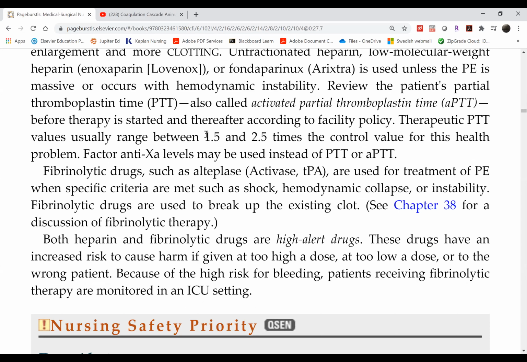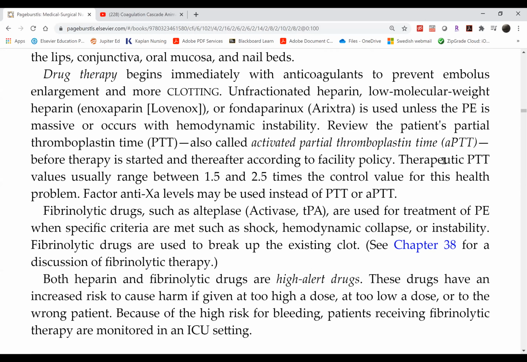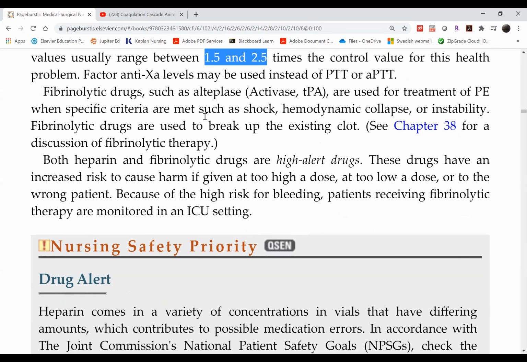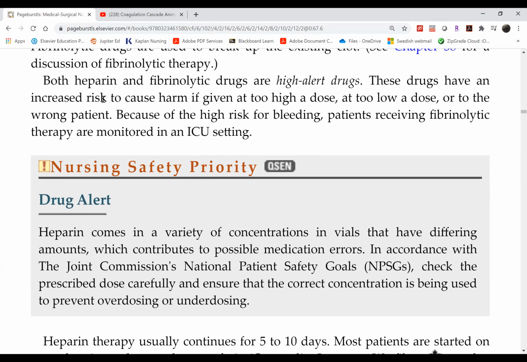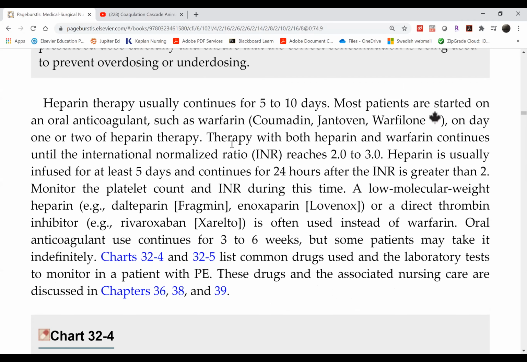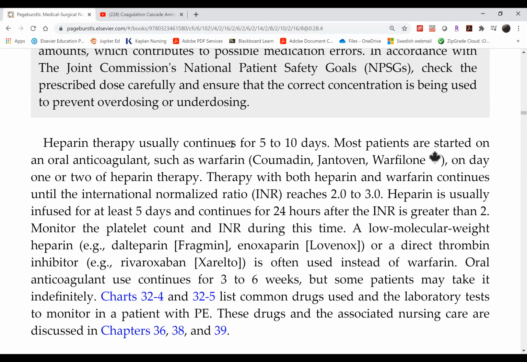Now, don't confuse this with the subcutaneous injection because that one is given as a prophylactic dose, not to treat a PE or a DVT. So our goal here is to make the PTT 1.5 to 2.5 times the normal. Then we won't do alteplase anymore unless it's a massive PE. So here is the protocol. So we give heparin today. Warfarin is also given today at the same time.